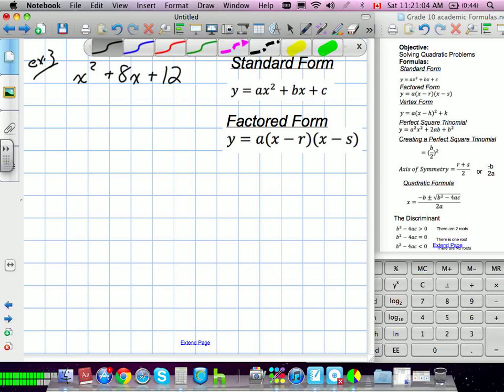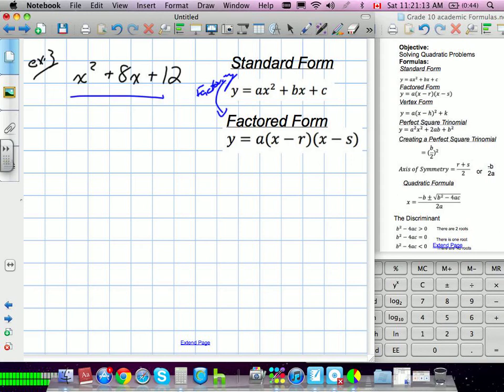I'm going to put a y equals, because technically it is. We're in our standard form right now, and our goal is to get into factor form. Now, there's several ways to factor something. We're going to go through about 3 different versions of them. The first one, we'll use something called Algebra Tiles.